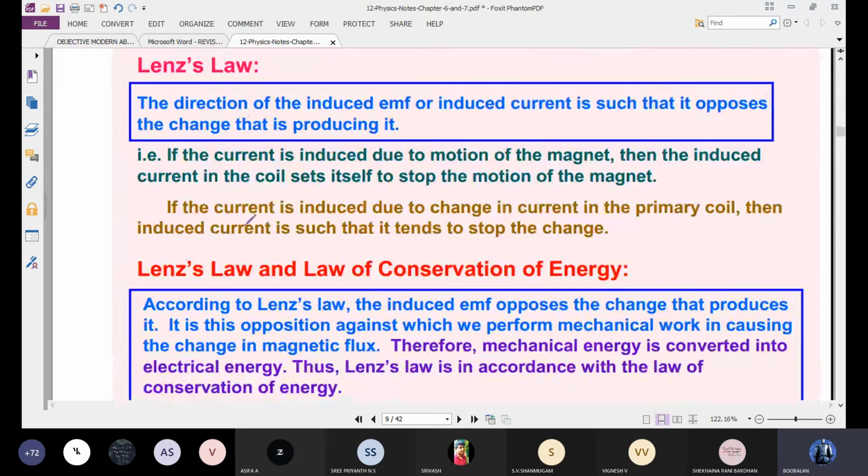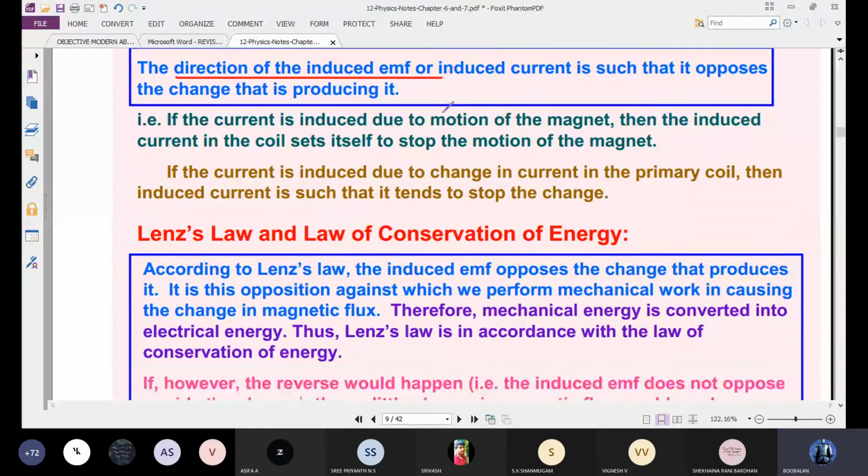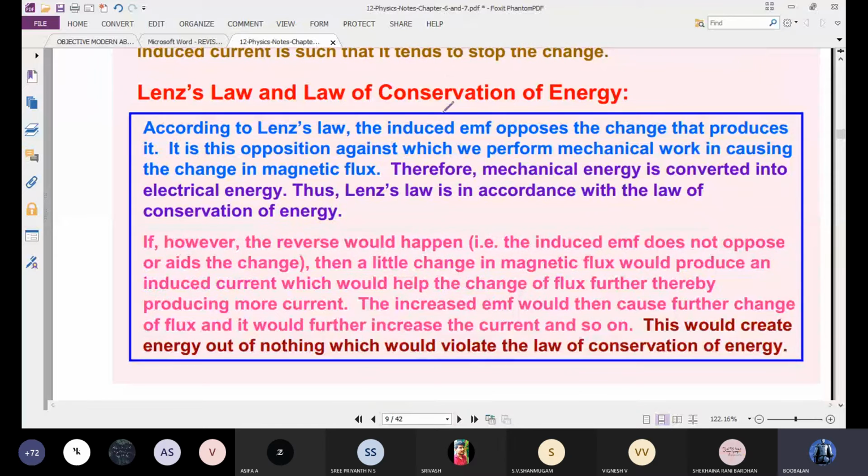Next one, Lenz's law. What purpose are we using Lenz's law for? Finding the direction of induced EMF. Lenz's law is based on the law of conservation of energy. The mechanical energy is converted into electrical energy.